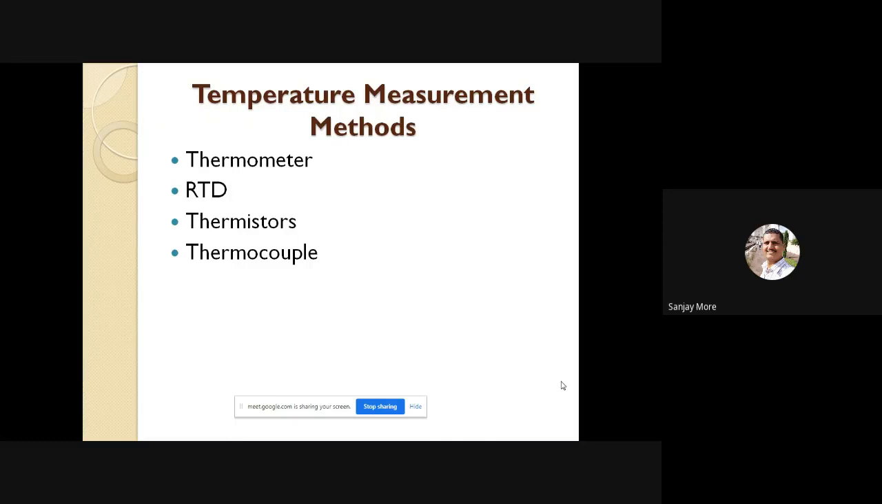Today onwards, I'm taking care to give you more time for completing the diagram. So yesterday's lecture, thermometer, RTD, and thermocouple, are covered. Any doubts, any problem, any question regarding these temperature measurement devices? If you have any doubts, unmute yourself and ask me directly or text me in the chat box.